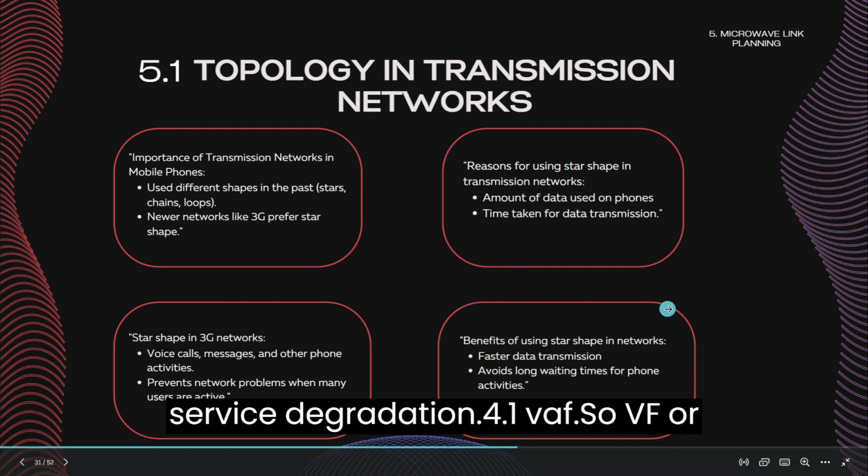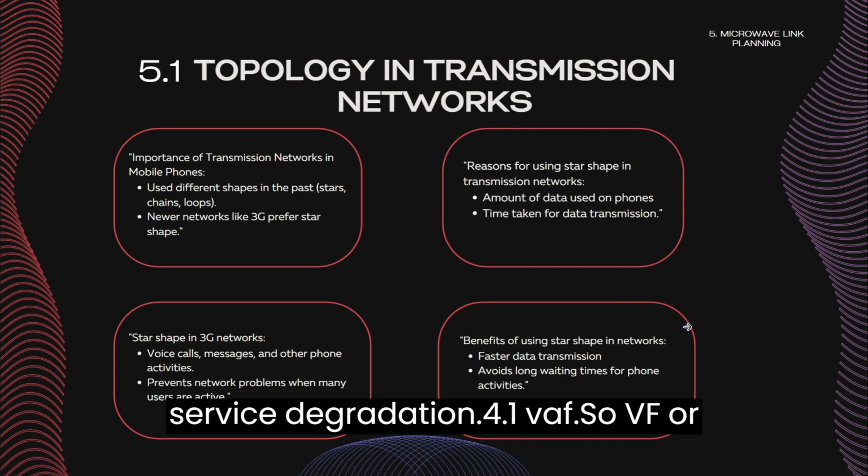Also, when people use their phone, they don't want to wait a long time for things to work. If the network uses a chain or loop shape, it might take too long for things to go through the network. So using a star shape helps make sure that things work faster.